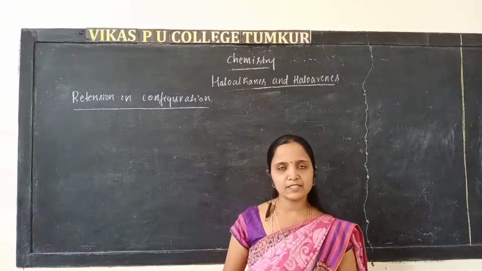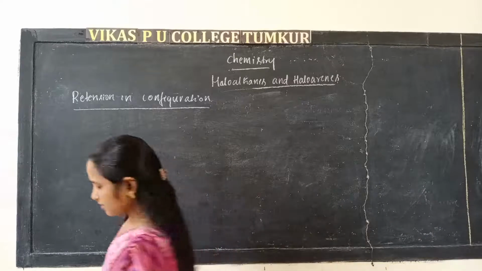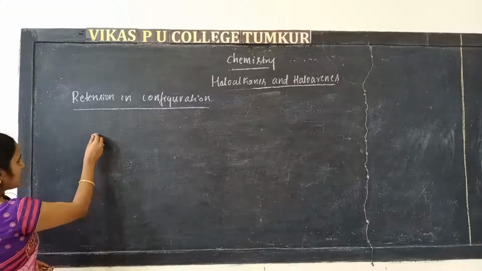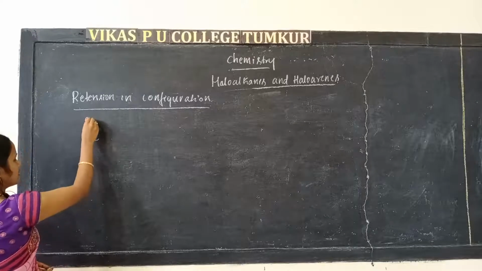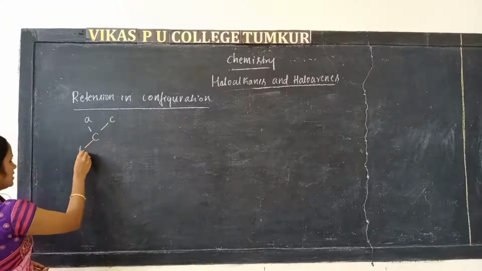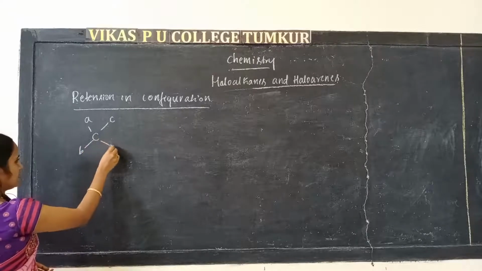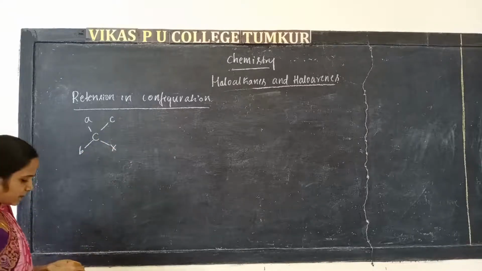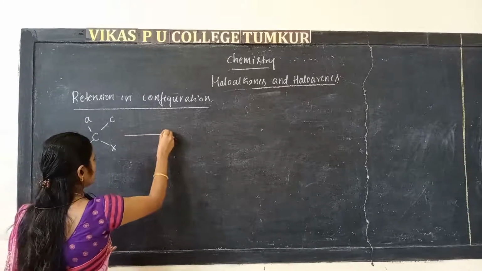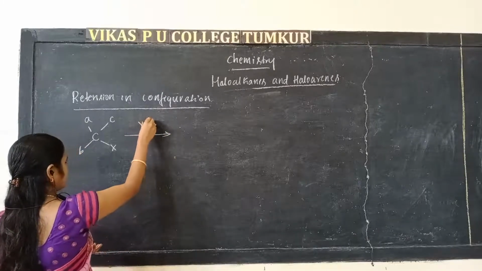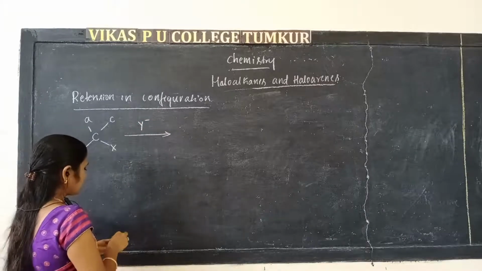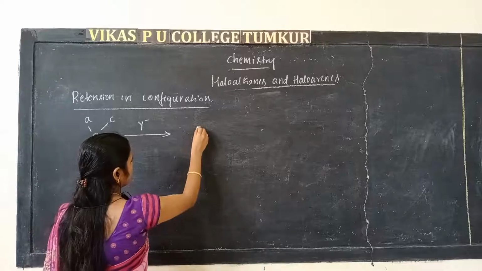We will see one example. Suppose this is a carbon having A, B, C and X. X is the leaving group. It is going to be attached with the nucleophile, and we are going to get that product.